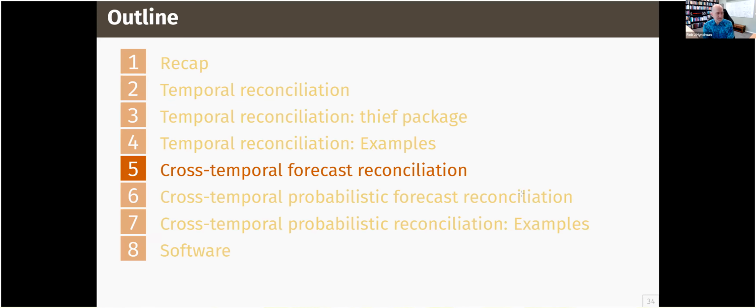So, temporal reconciliation is something that I think should be done much more frequently because it's pretty quick and easy to do, and you generally end up with better forecasts.